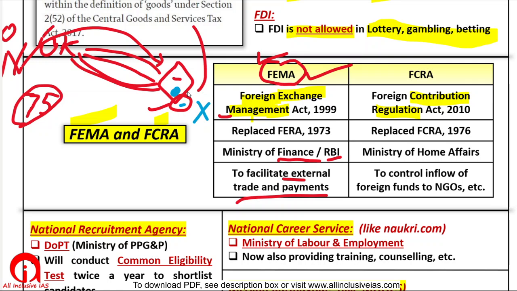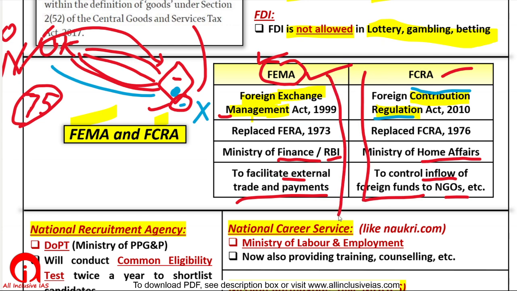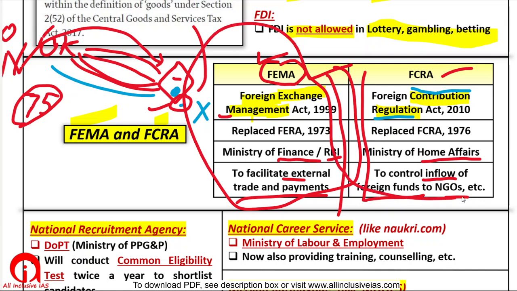So that is a wrong thing. To prevent such things, there is a regulation on the foreign contributions, right? So it is a matter of national security. So Ministry of Home Affairs looks after such things. The aim of this act is to control the inflow of foreign funds to NGOs and other people, right? So details of these acts will not be required. If you use your common sense and you are clear about these concepts, then you will be able to tackle any question that UPSC may frame in the prelims.